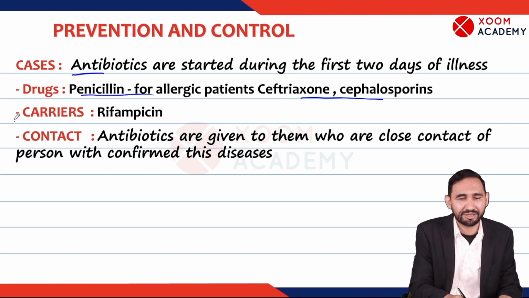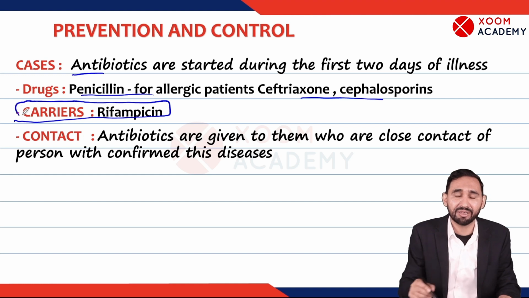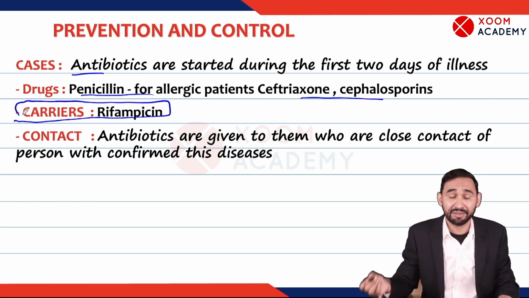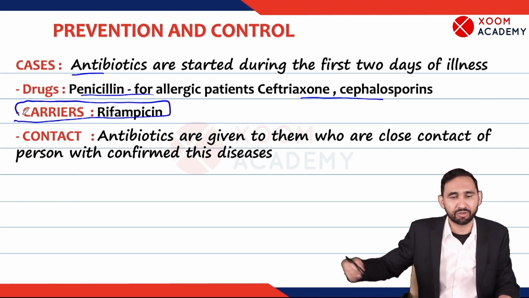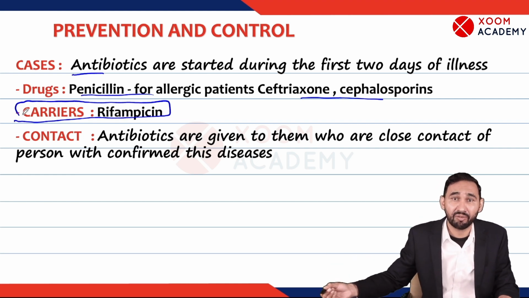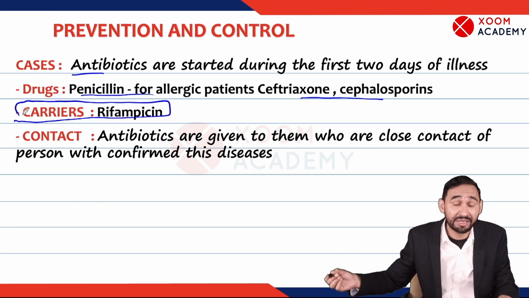Then, how to manage carriers? We have to identify carriers. We have to diagnose carriers and give them rifampicin. This is a common MCQ: management of carriers of meningococcal meningitis is with rifampicin. People who are in contact should be given antibiotics. We have to start antibiotics because this is a bacterial infection.